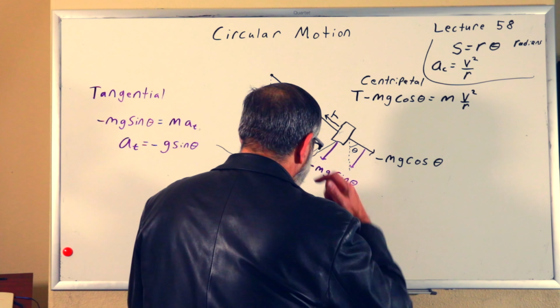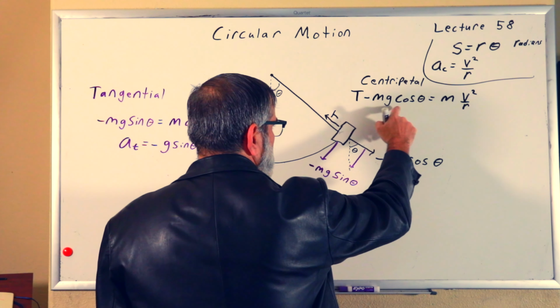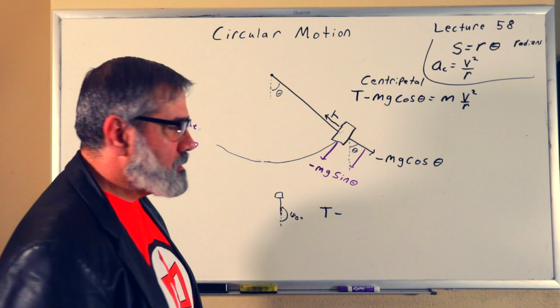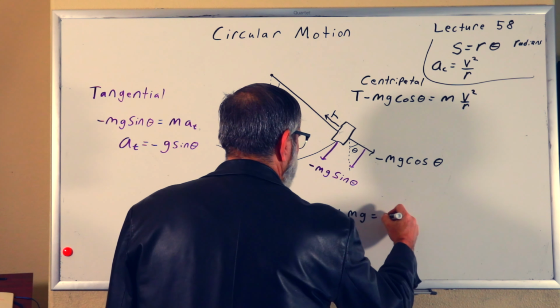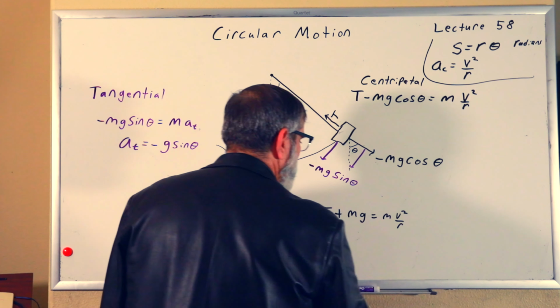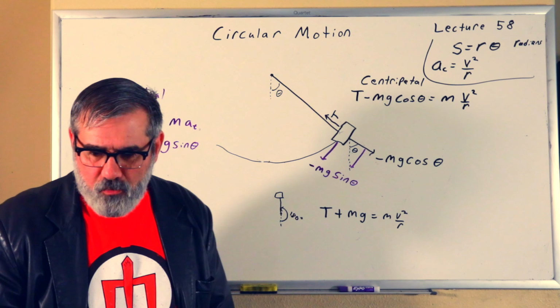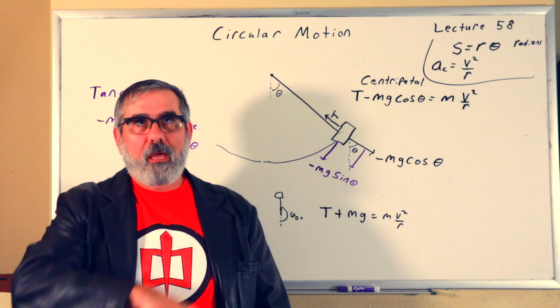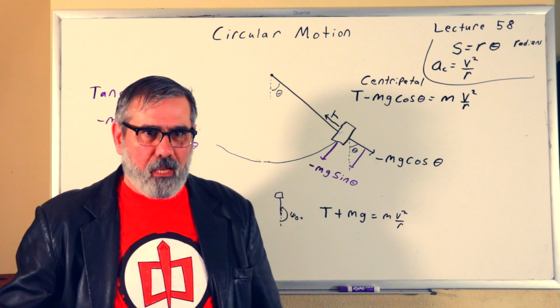So if I write T minus mg times cosine of 180 degrees, that's going to be minus 1, so I change it to plus mg equals mv squared over r. So I'm going to ask the question, what is the minimum velocity? You can imagine if you're swinging this thing, you'll need some velocity to make it swing around. You can't just have a small velocity, just give it a little push. It's not going to swing all the way around.